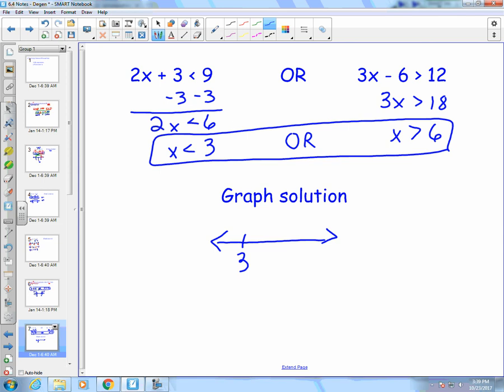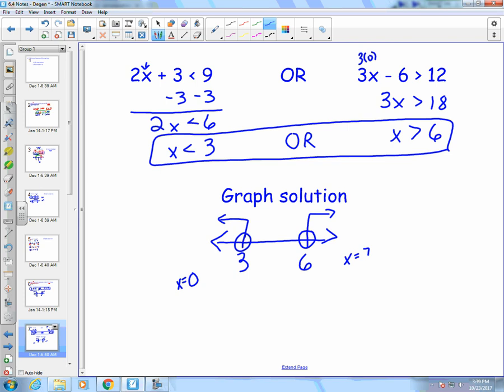We have the 3, we have the 6 on the number line. We need all numbers less than 3. We need all numbers greater than 6. If we choose a number that is less than 3, for example, maybe we choose, hey, x equals 0. If I substitute 0 in for x, I got 2 times 0 is 0. That means I have 3 less than 9, true statement. Up here, if I make this 3 times 0, that gives me -6 is greater than 12. It doesn't make the second statement true, but it does make the first statement true, and therefore it's a good answer.